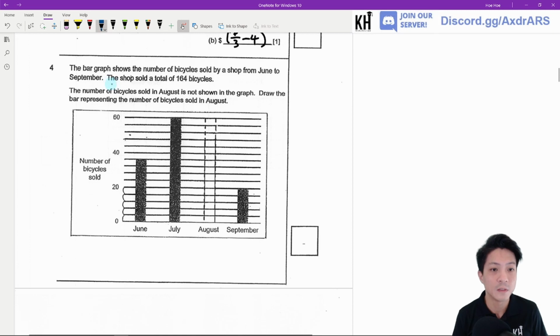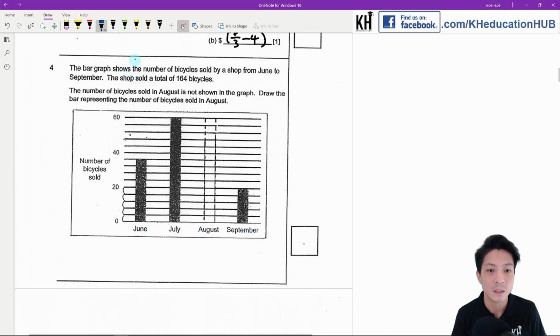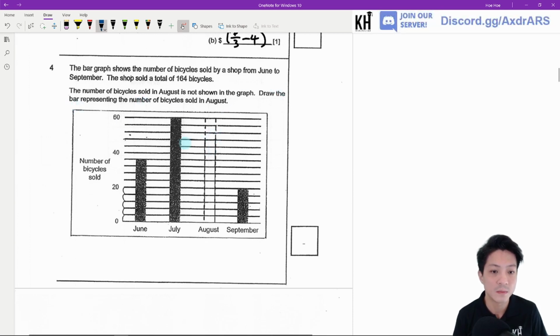Okay, question 4. The bar graph shows the number of bicycles sold by a shop from June to September. So June, July, August, September. The shop sold a total of 164 bicycles. The number of bicycles sold in August is not shown in the graph. Draw the bar representing the number of bicycles sold in August.